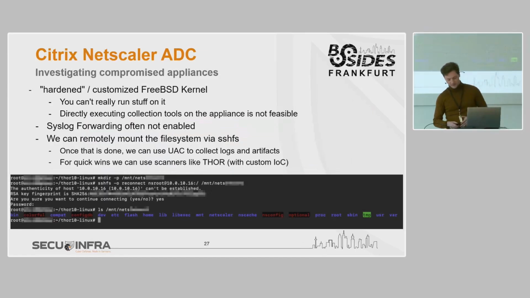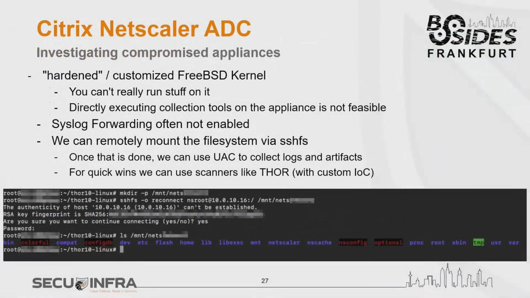So basically, someone calls us or someone is compromised from either Citrix or the other unnamed RCE. What can you do to verify if it was compromised or not? This Citrix appliance is basically running a hardened or customized FreeBSD kernel, and we can't really run stuff on it. So there's no EDR running on it, no AV, no security solutions. So we need to get to the disk. Now, as we can't really run stuff on it, we need to use another machine, then use SSHFS, and basically remotely mount this appliance to another analysis machine.